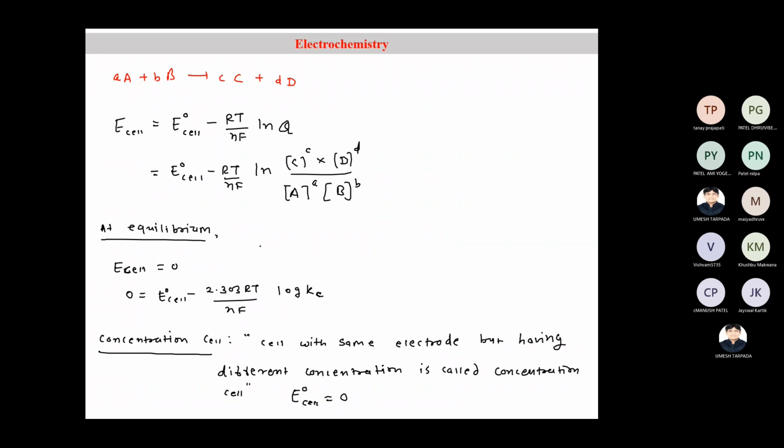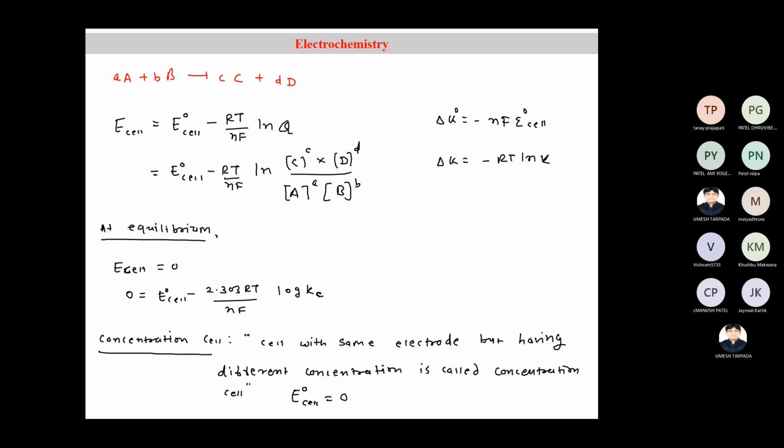Two other equations are also there that we are going to use. One we have already used: delta G is equal to minus nF E cell. Second one is delta G is equal to minus RT ln K, where K is the equilibrium constant. We will use both equations correlated with the Nernst equation. So that is a very important equation.